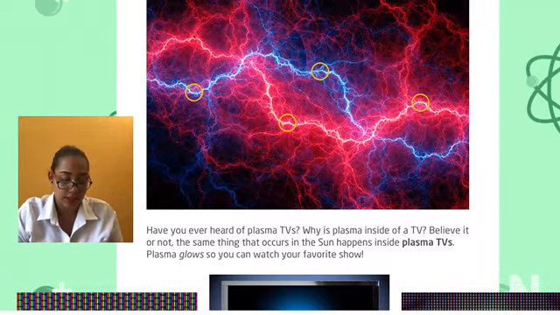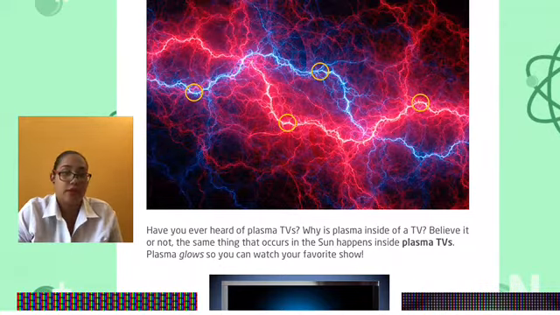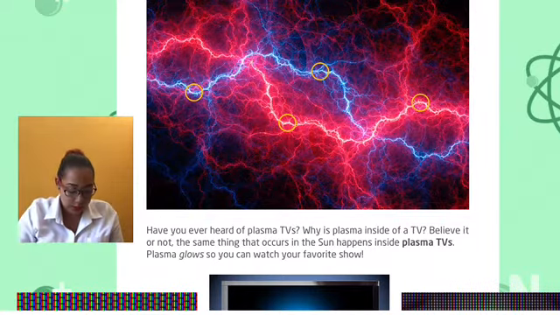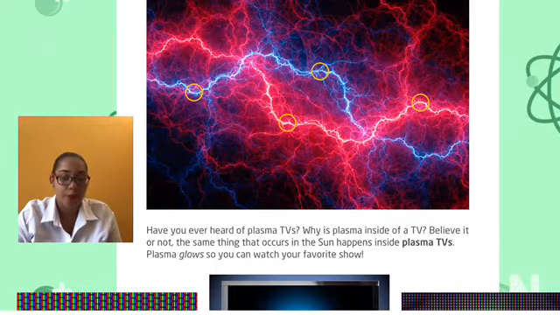Okay, and now underneath those images that you already saw, it says, have you ever heard of plasma TV? Why is plasma inside of a TV? Oh my god, I didn't even know this. Let's check this out. Believe it or not, the same thing that occurs in the sun happens inside plasma TVs. Plasma glows so you can watch your favorite show.